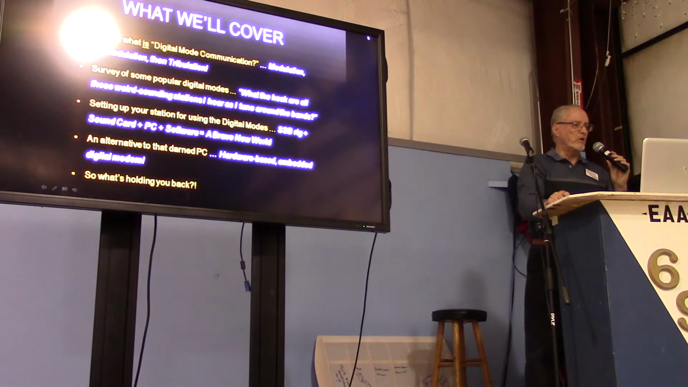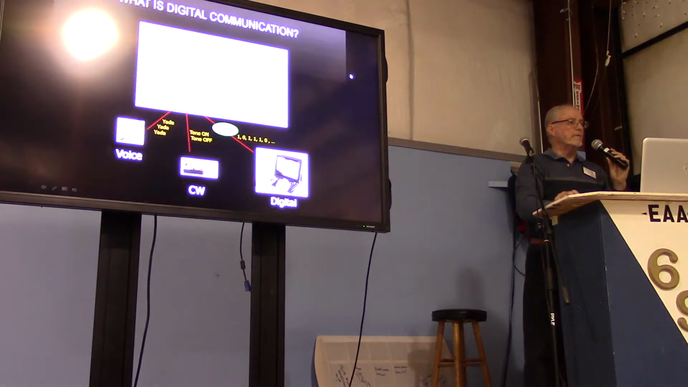An alternative to that darn PC is hardware-based embedded digital modems, and we're going to see a few of those things here tonight as well. So what's holding us back? A digital communication setup or block diagram looks something like this. Your voice, of course, goes into your radio through the volume control there, and basically your signal is introduced at a balanced modulator or mixer, which then gives you signal back through your bandpass filter and out of the radio into the air.